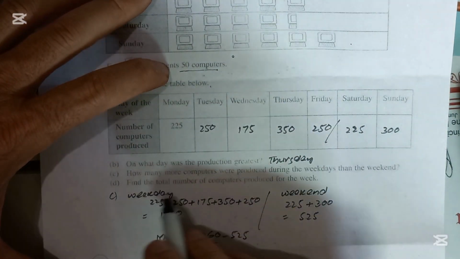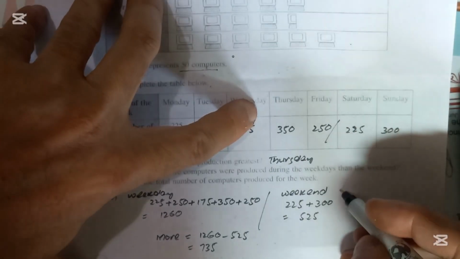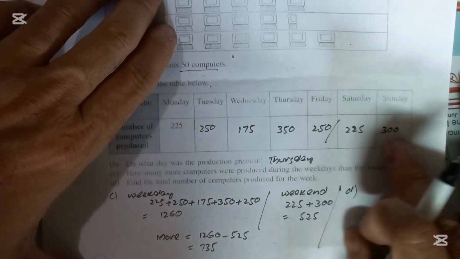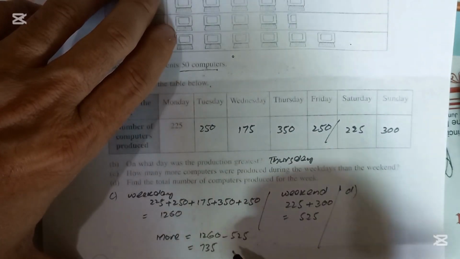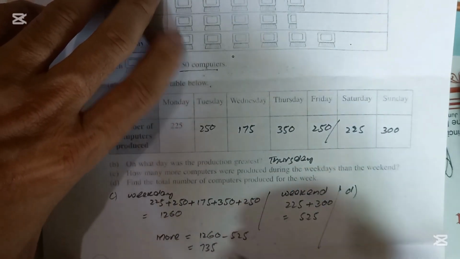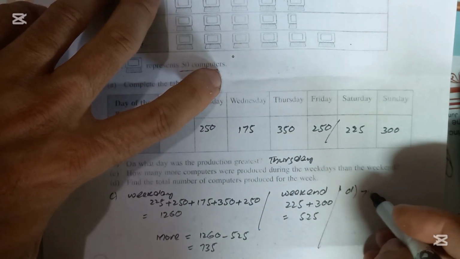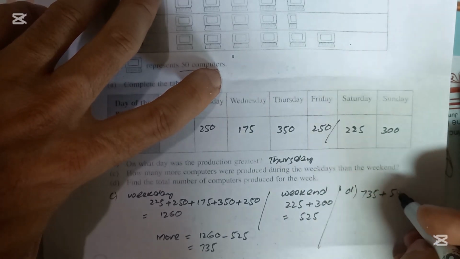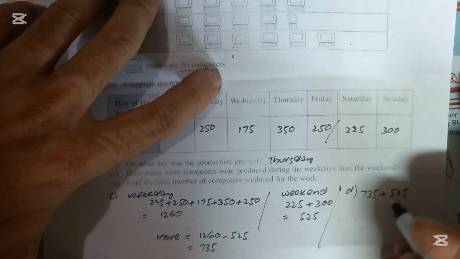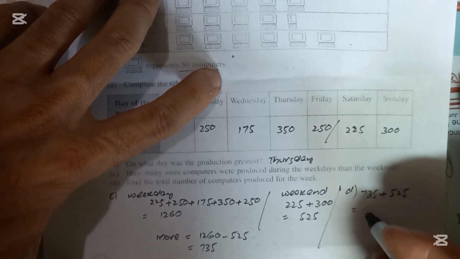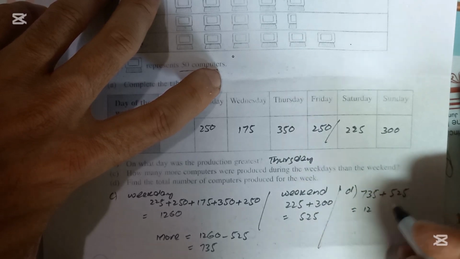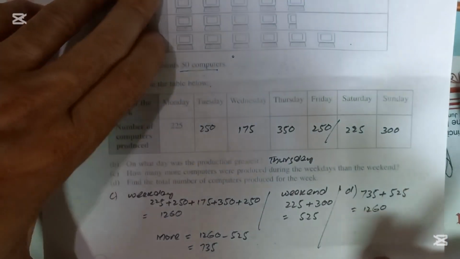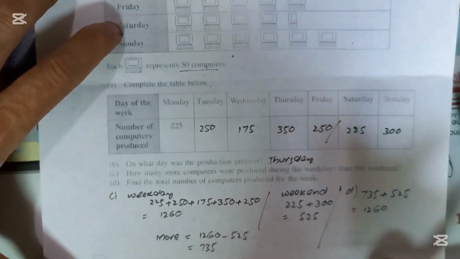And finally, part D: find the total number of computers. The total number of computers can be found by adding all these computers. So on weekdays 735 computers were produced, and on weekends 525 computers were produced. So in total, 735 and 525, it will make 1260. So 1260 computers are made in total in the full week.